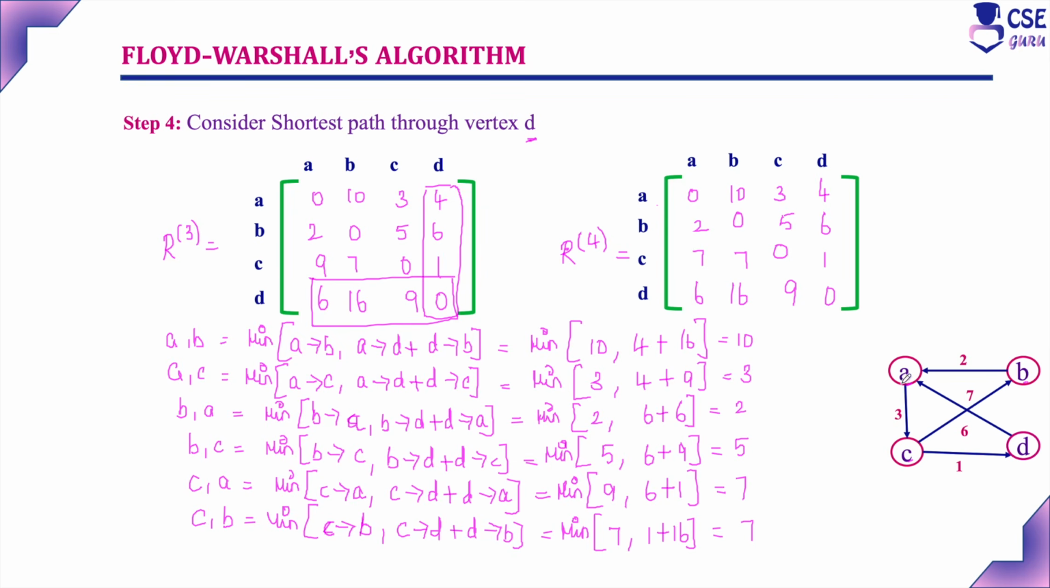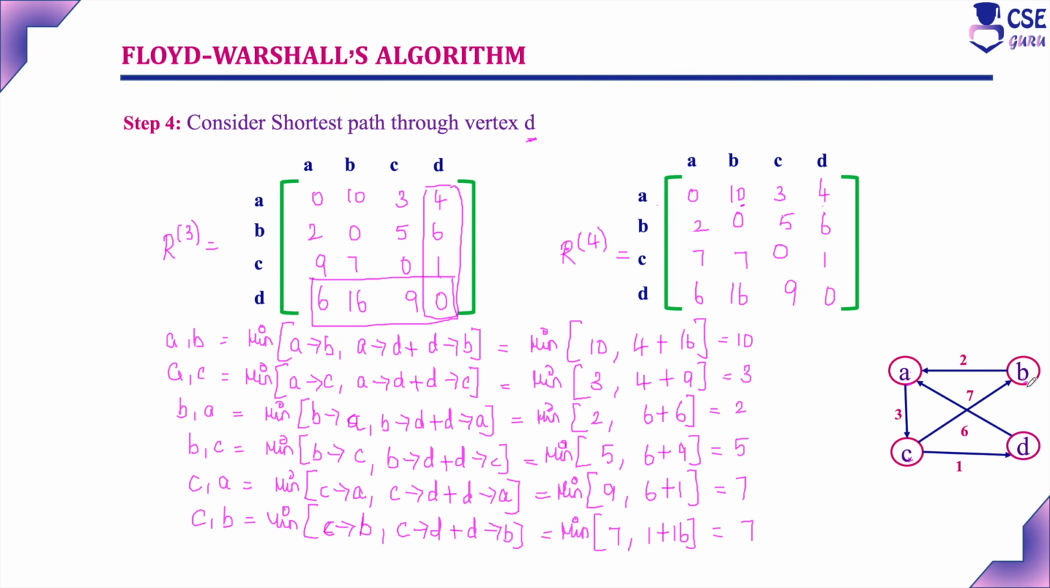And if you are considering manually here, A to B, what is the shortest path? A to B, there is no direct path. So we need to consider A to C and C to B. So the distance we will get is 3 plus 7, 10. And A to C, there is a direct path, that is 3. And A to D, that is A to C and C to D. So 3 plus 1, that is 4.